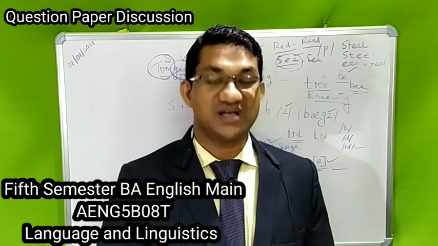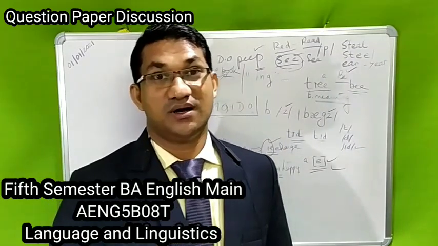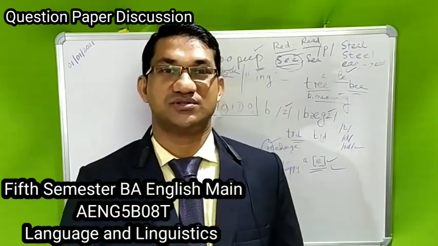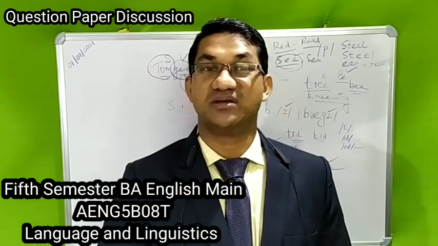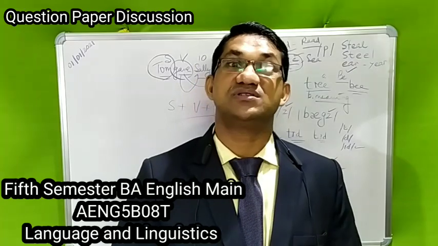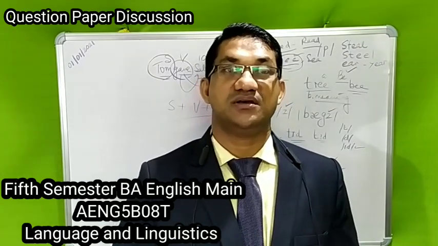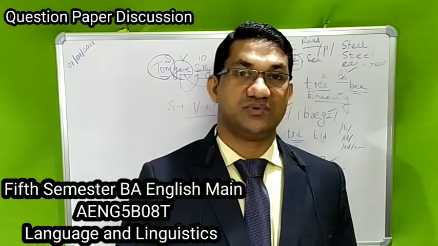Give two examples of assimilation. What is assimilation? I taught you what assimilation is. Assimilation is the process of sound change. Sound A is replaced by sound B under the influence of sound C. You have three types of assimilation: historical assimilation, contextual assimilation, and reciprocal assimilation.